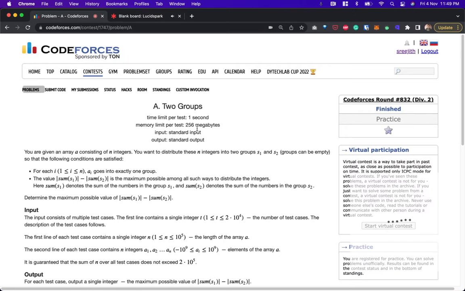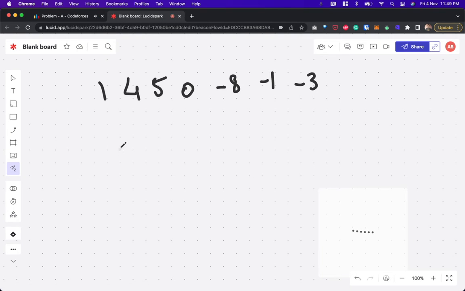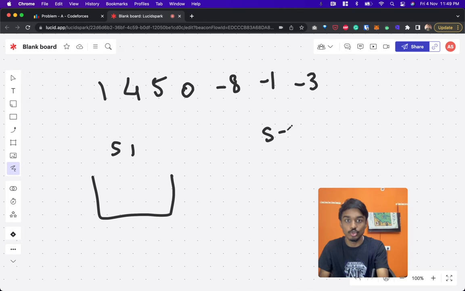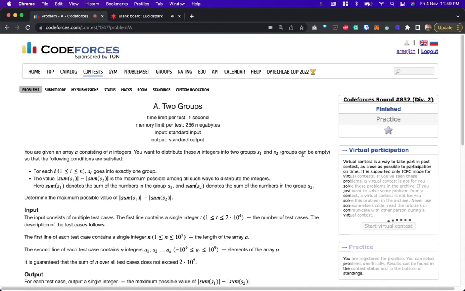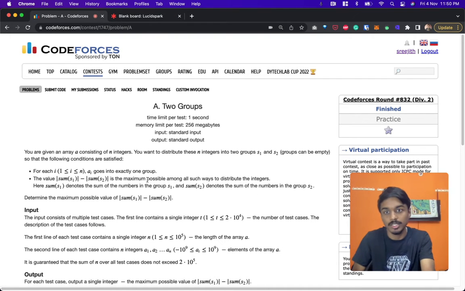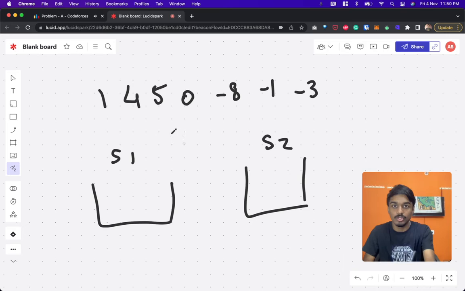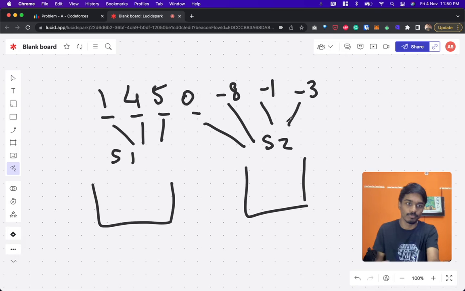And they're also telling that we have two groups S1 and S2. That is, S1 group is there and S2 group is there. And they very well mentioned that any group can be empty as well. Now, first condition: each number goes into exactly one group. That means whatever number they give, it should belong to exactly one group. It can go to S1, or it can go to S2 as well. No problem. But no number should be left open. Everything should be split into S1 or S2.